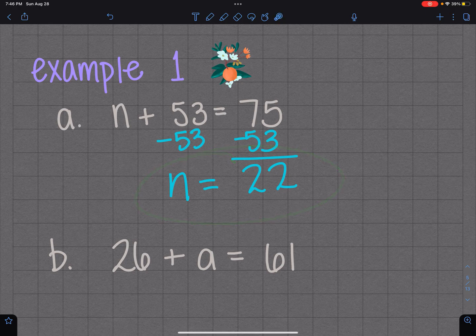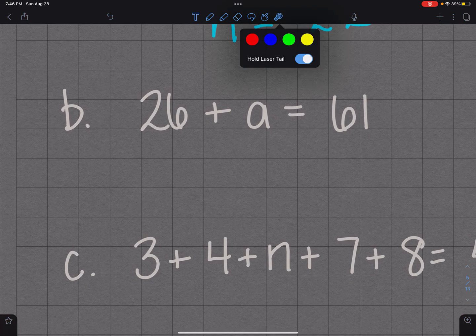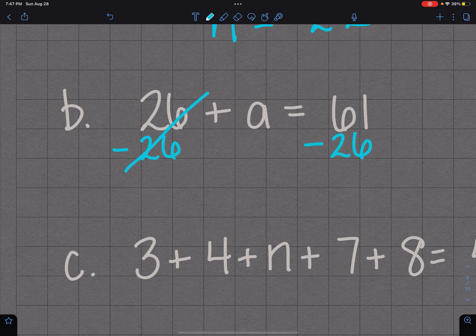Bam. And the reason I can ignore this now is because 53 minus 53 is 0, so that basically just cancels out. All right, what about B? 26 plus A is equal to 61. Okay, so I'm going to subtract 26, subtract 26. Now this is going to cancel out, so I'm left with A is equal to whatever this answer is.